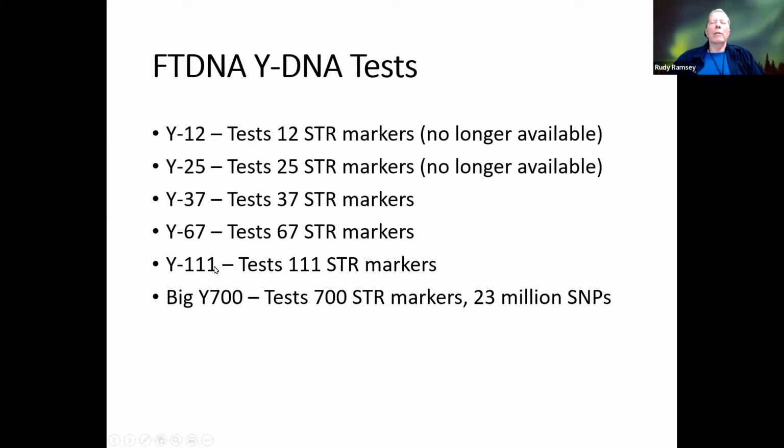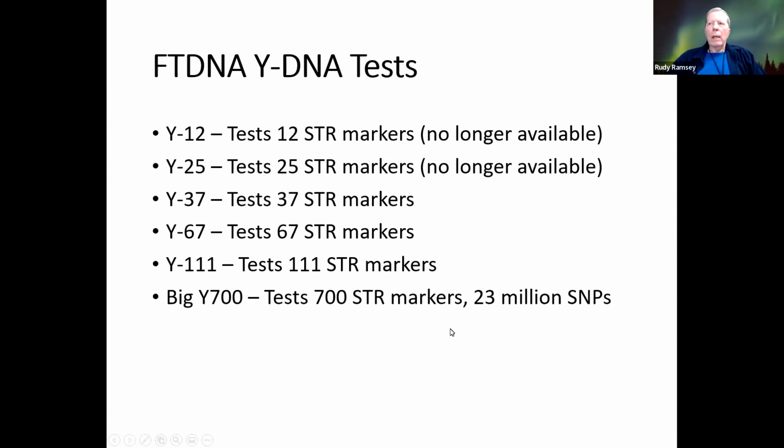It tests 111 markers, and that's the kind of test that Family Tree DNA offers as a way of trying to get an idea of how closely you're related to other people who have done Y-DNA tests. But if you're going to get deeply into this, you really need to supplement that, not so much with 700 STR markers, but with an analysis that incorporates the SNPs. And you'll see why that is before we're done.